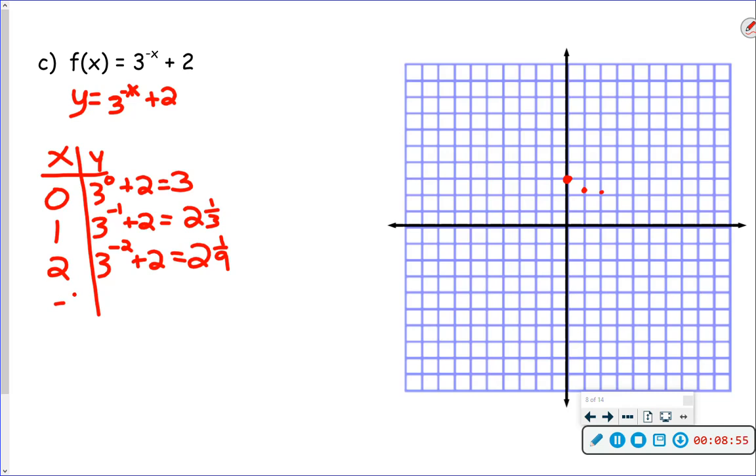Let's try a negative number though. So 3 to the -(-1). It's going to be a plus, of course. So I'm going to have 3 to the first, 3 plus 2.